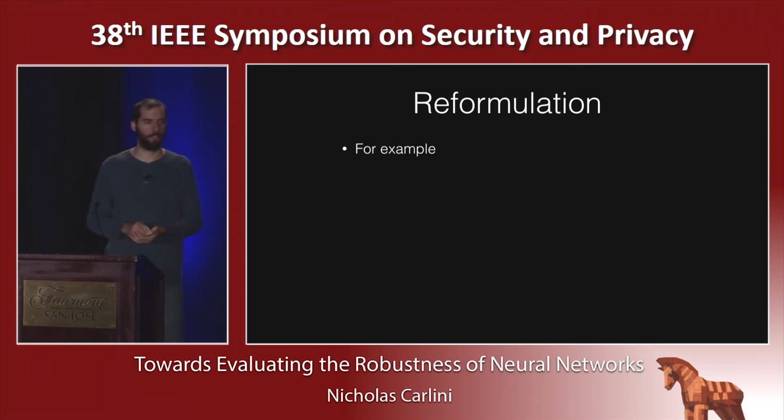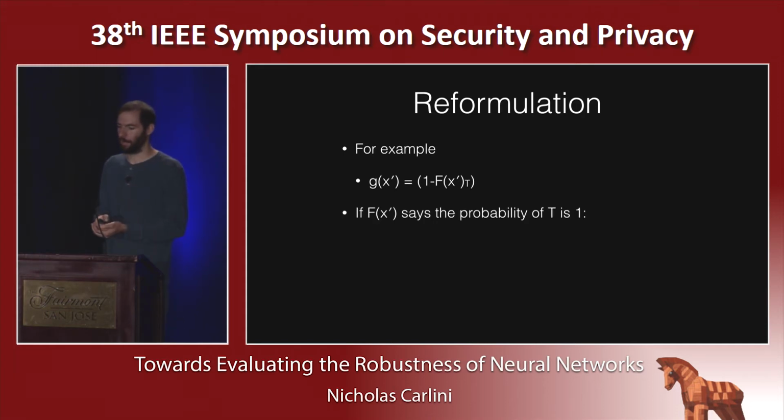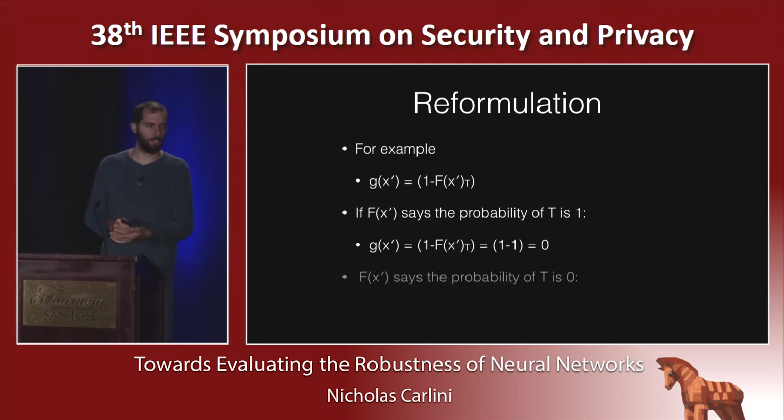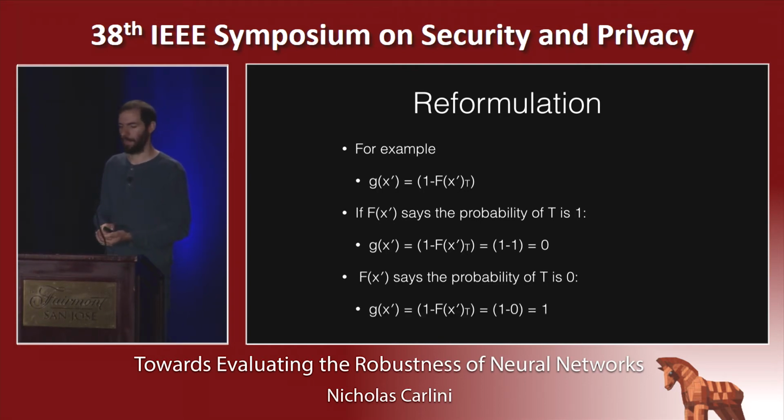So what's an example of this function? Well, the simple example is to say we'll take the network, we'll evaluate it on this input x prime, we'll look at the probability of class t and subtract that from 1. So what does this look like? Well, if the network f of x prime says the probability of t is 1, then we end up with 1 minus 1 is 0. And conversely, if f of x prime says the probability of t is 0, then we end up with 1 minus 0 is 1. So we're maximized when we're not an adversarial example and minimized when we are. So that's the first important thing to do, is to use gradient descent to just do this formulation for us.